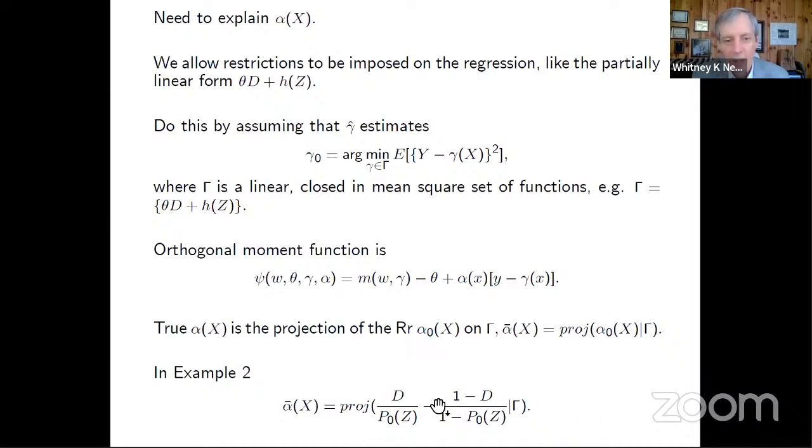Okay. And that's the thing that we're going to estimate, this alpha bar, the projection of this alpha naught on the set of regressors. So it's an extra level of things, but it just leads to very simple, relatively simple relative to the rest of the literature and methods. Okay.